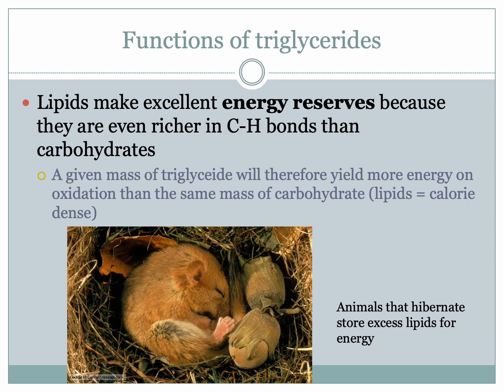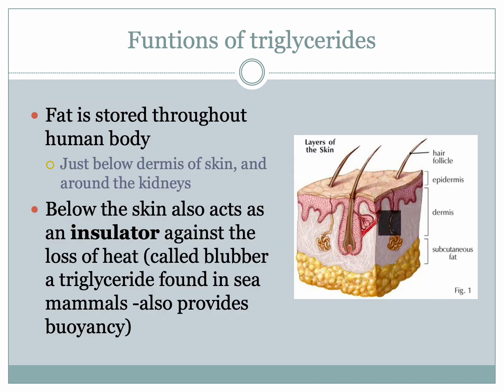Animals that hibernate store excess lipids for energy. Fat is stored throughout the human body, just below the dermis of the skin and around the kidneys. Below the skin, it acts as an insulator against the loss of heat. In marine organisms, this is called blubber. It's a triglyceride that helps with insulation, such as what's found in whales. It's also going to aid in the buoyancy of the organisms.